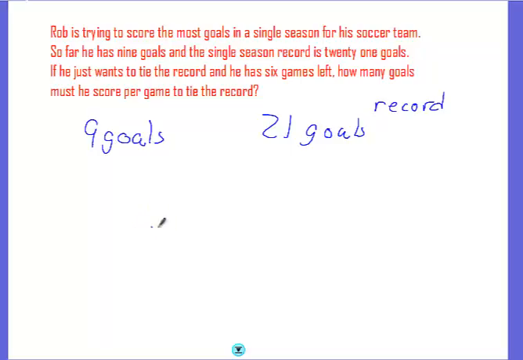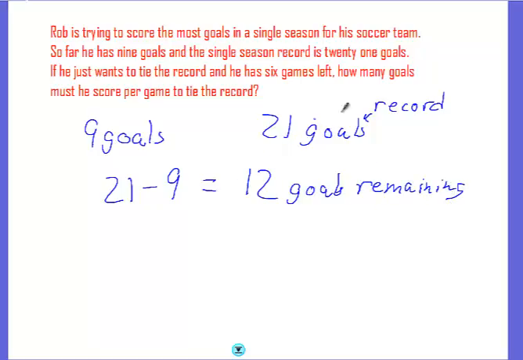So basically, we have to know that he has 9 goals so far. By the end of the season, he needs to have 21 goals, and he has 6 games left. If he just wants to tie the record, there's only one number that will give him that answer. If he wants 21 and he already has 9, we need to find out how many more he has to score. So we're going to do 21 minus 9. It's going to give us 12. So he still needs 12 goals to tie the record.